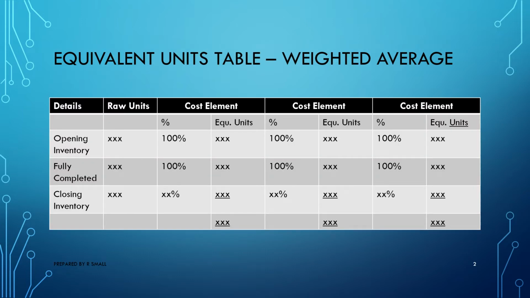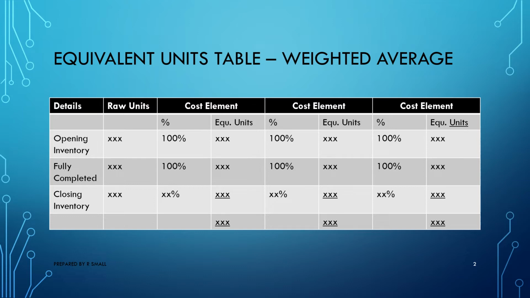Here is a look at the equivalent units table using the AVCO method. You see here we have our opening inventory, fully completed, and closing inventory. We have our raw units and our cost elements. Remember, our cost elements are things like material, labor, production overhead. And you have to calculate the equivalent units for each one.